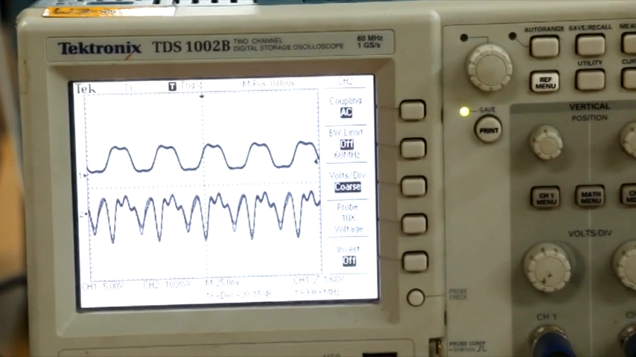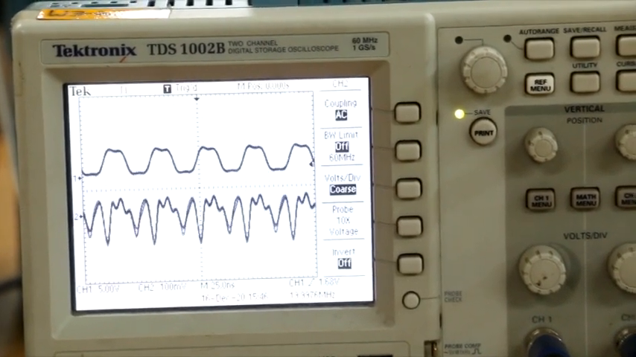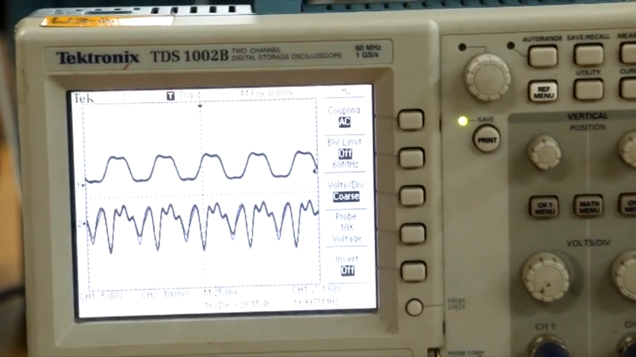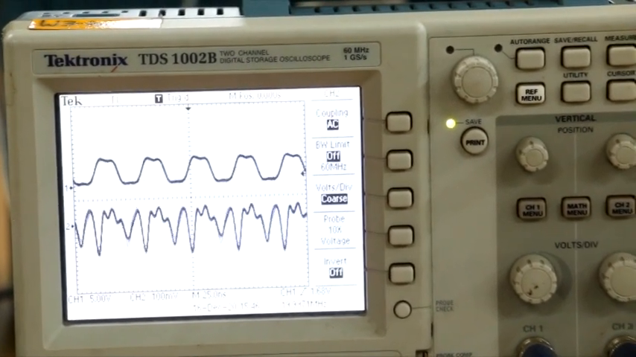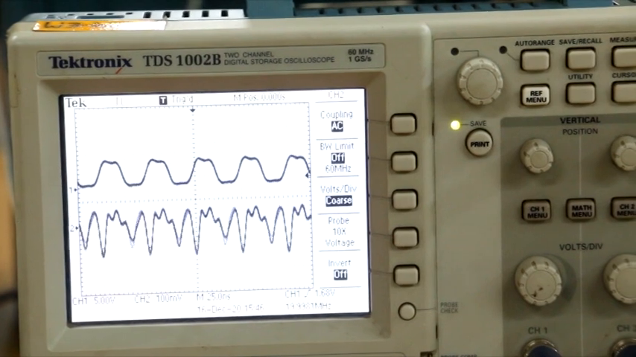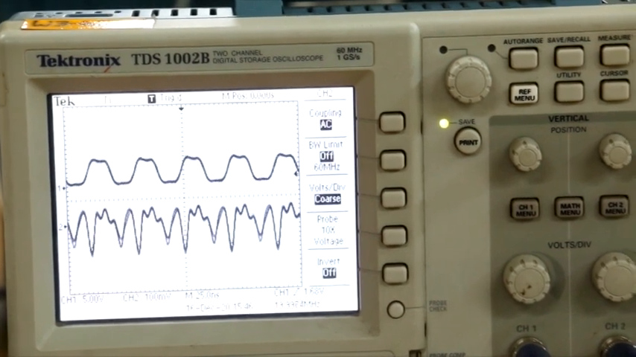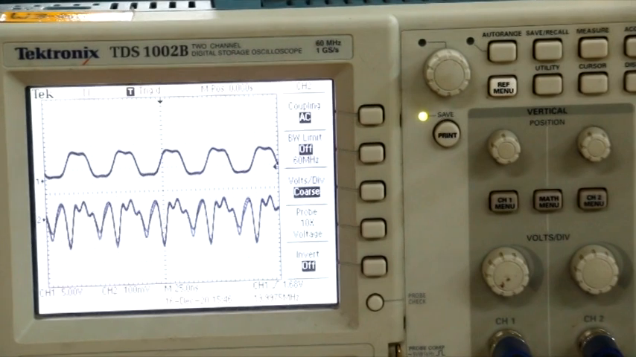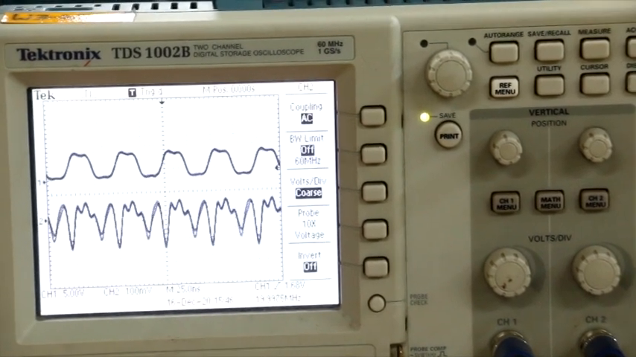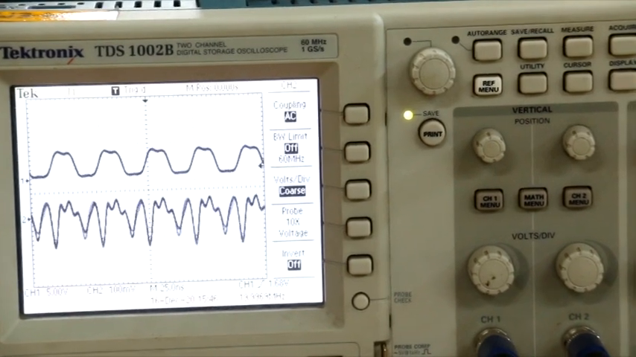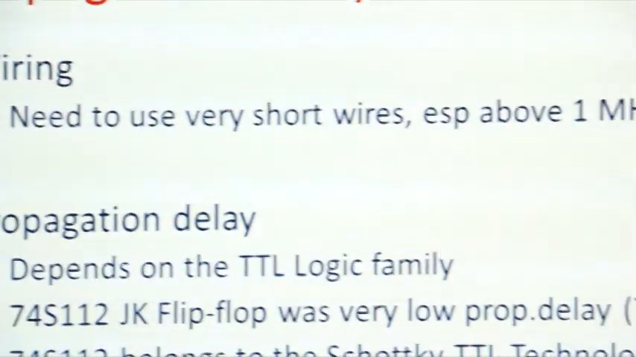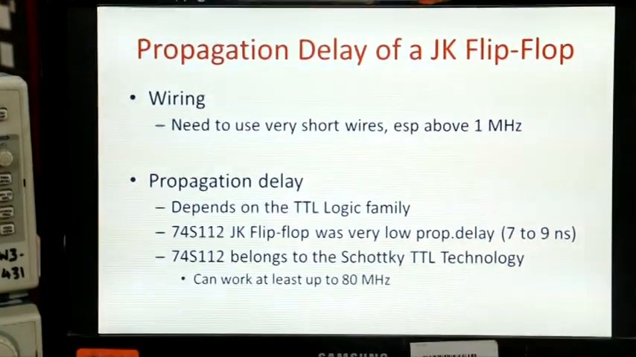So this is something very important to notice here. Whenever you work on a TTL circuit, especially a switching circuit, it is extremely important to put a capacitor, a decoupling capacitor we call it, between the VCC and ground line as close to the IC as possible.